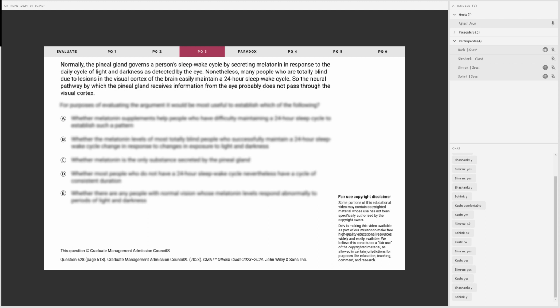But before we get to the correct option, let me do one thing. Let me break this down into two parts. This question about the pineal gland. What is the conclusion over here? And what is the support? What is the conclusion?